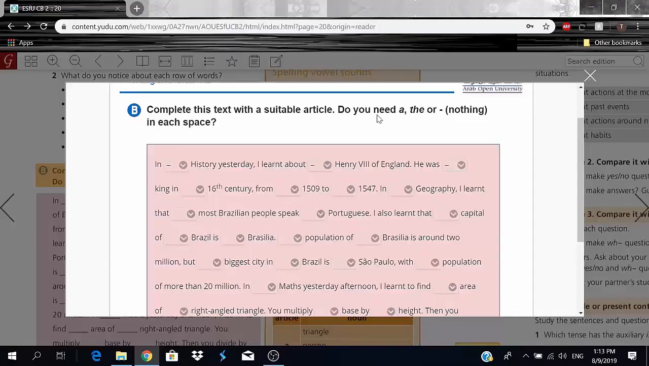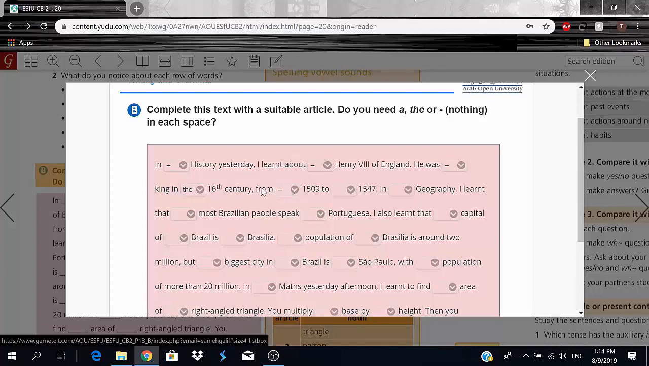Let me actually open this. Complete this text with a suitable article. Do you need a, the, or dash, which stands for nothing, in each space? So let's start with number 1. In history yesterday, so obviously dash in history yesterday, I learned about dash again, Henry VIII of England. He was king in, what are we going to say? In the 16th century.